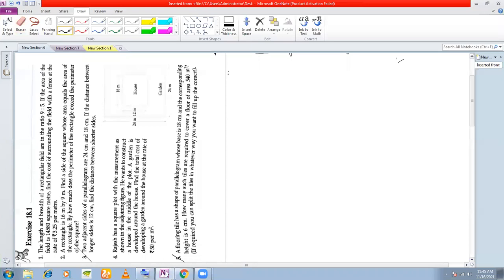Number 3. The question is, two adjacent sides of a parallelogram are 24 centimeter and 18 centimeter. If the distance between the longer sides is 12 centimeter, find the distance between the shorter sides. We'll just draw a parallelogram and see what this means.